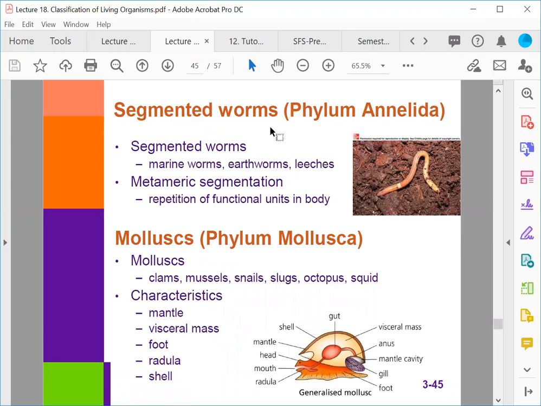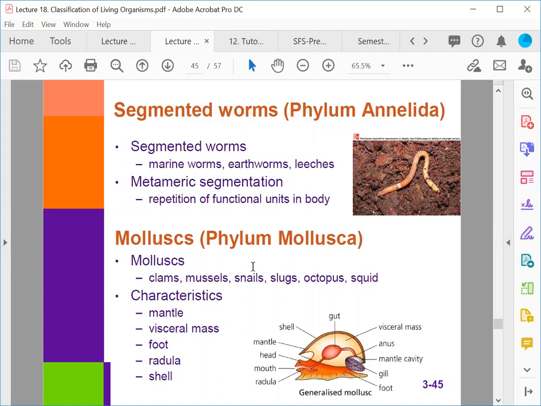Next, we have the segmented worms, which belong to phylum Annelida. Segmented worms include marine worms, earthworms, and leeches, and they're categorised by the presence of what's called metameric segmentation. And you can probably see in this earthworm all those multiple segments in its body, and those multiple segments are referred to as metameric segmentation. Within each segment, you will see a repetition of functional units, that is repetition of clusters of nerves, repetition of reproductive structures, and so on.